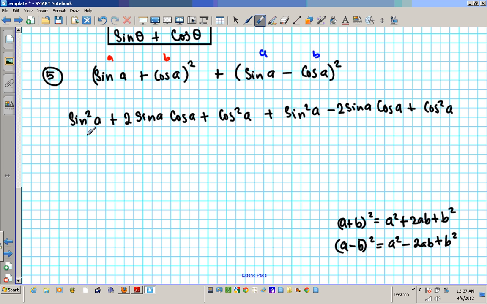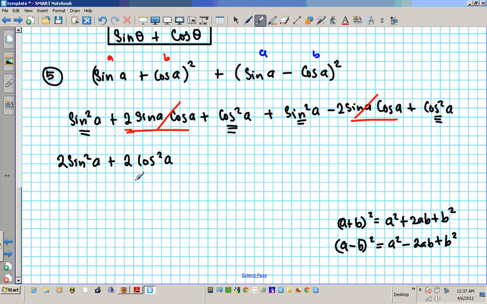Alright, so let's see what we can do here. I have a sin²A here, and I also have another sin²A here, so I can have 2 sin²A plus, and if I combine this cos²A with that cos²A, I'm going to have 2 cos²A. And then we have minus 2 sin A cos A and plus 2 sin A cos A, which are opposites, so they basically cancel each other out.